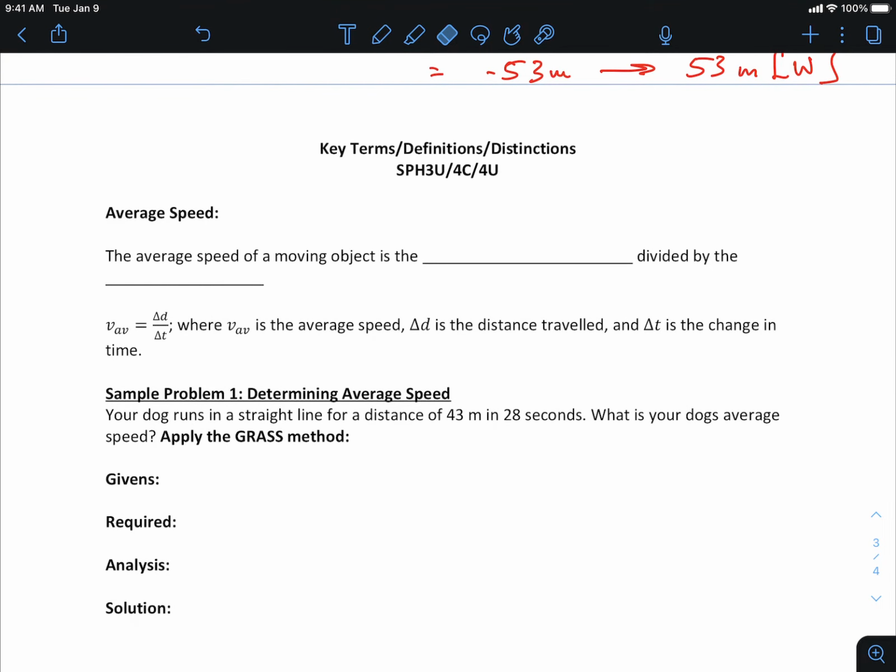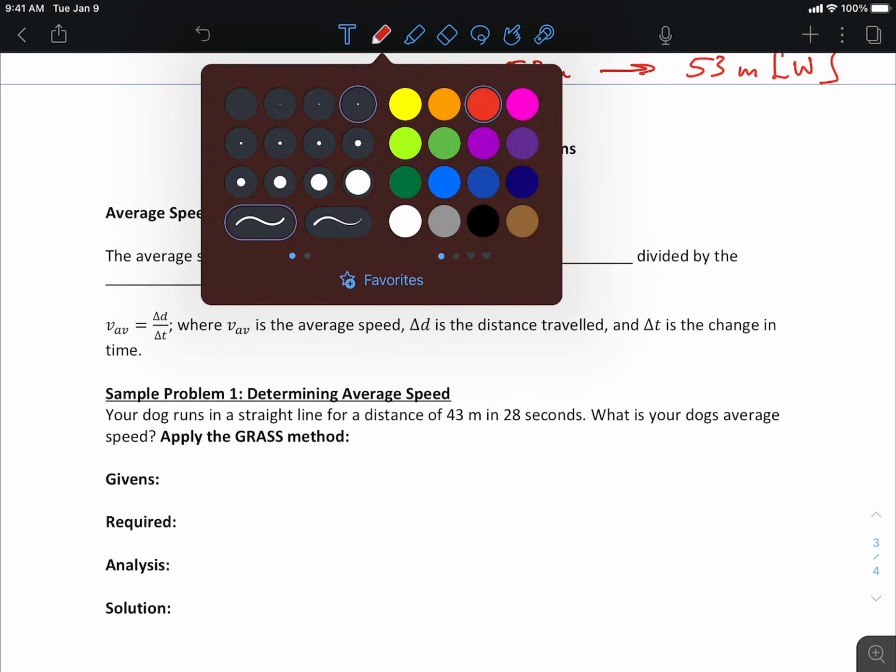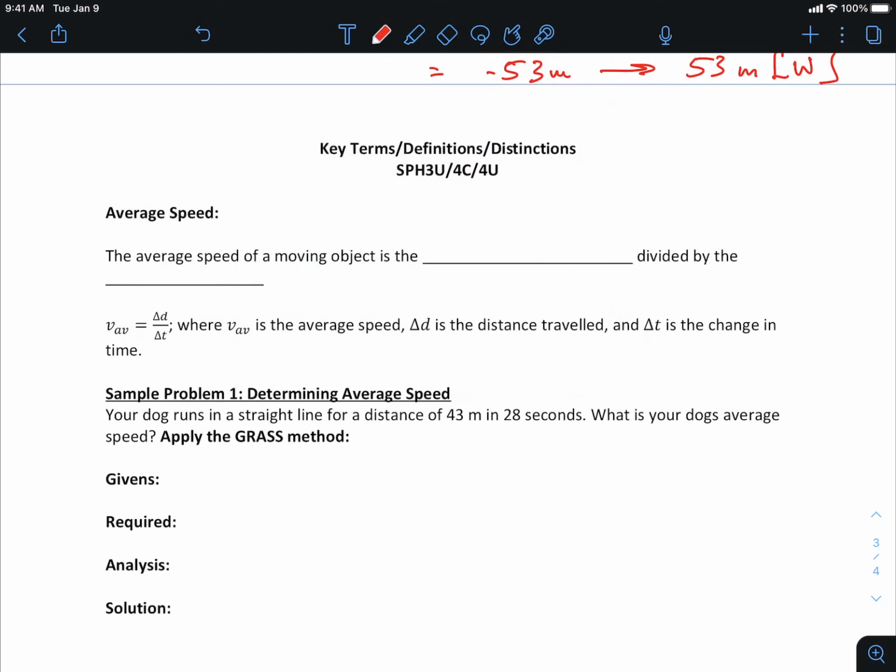I'll try to get this done in the next 11 minutes. It's 2 low questions, okay? So the average speed of a moving object is the distance traveled, right?